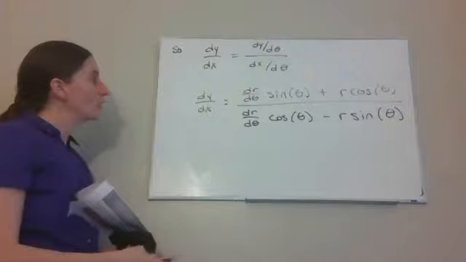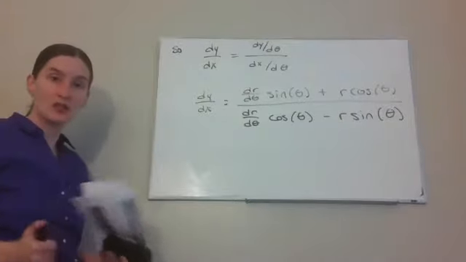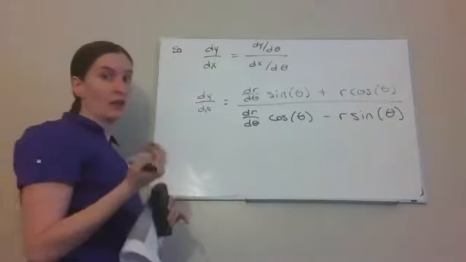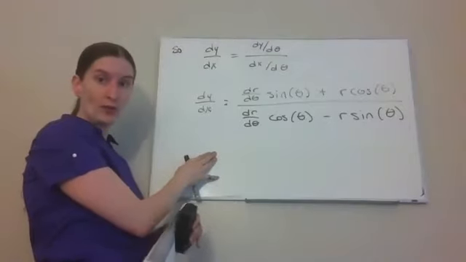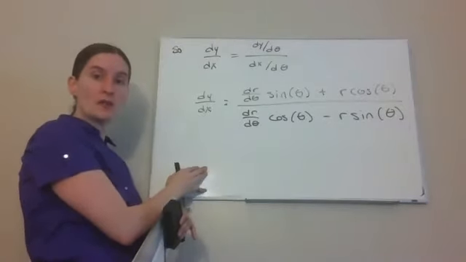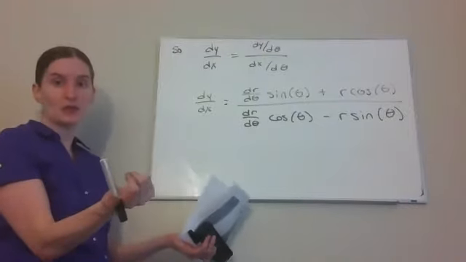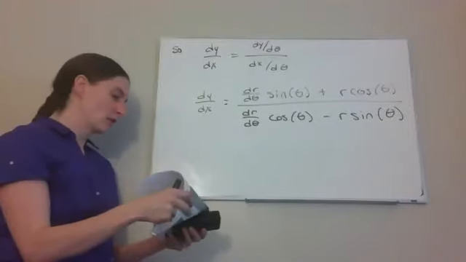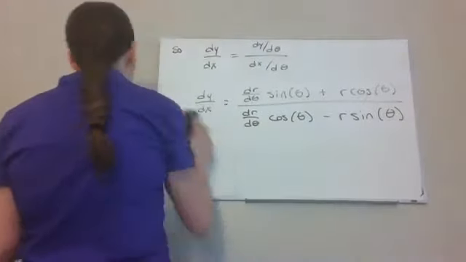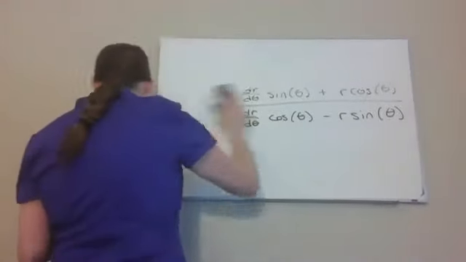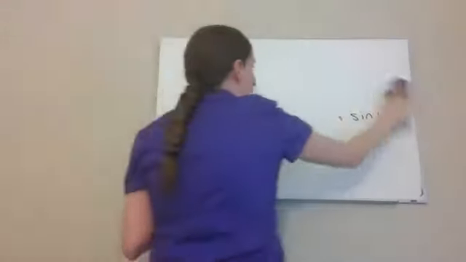So here's the formula for how you find the slope of a tangent line. You can either go ahead and memorize this for polar curves, or you can just remember how to do it for parametric curves and derive this using the product rule. Either way works. So let's do an example where we find the slope of a tangent line to a polar curve.